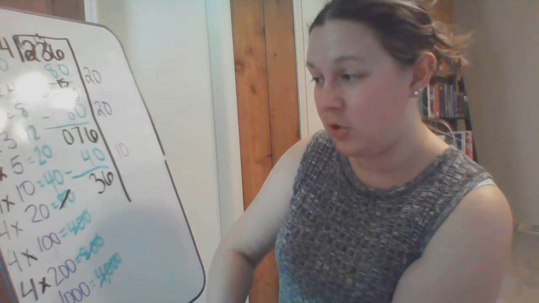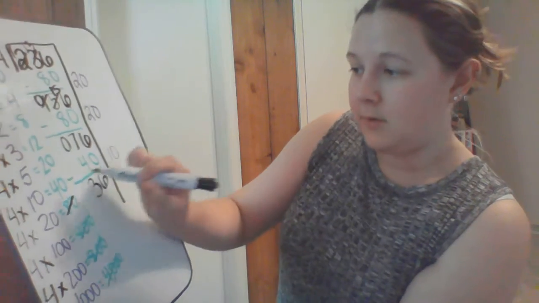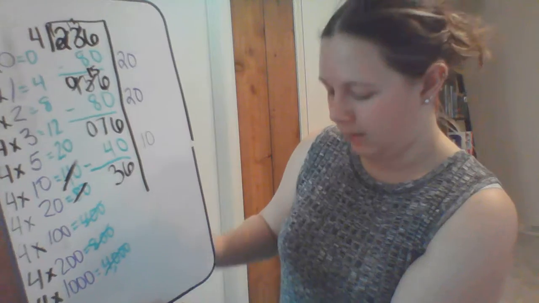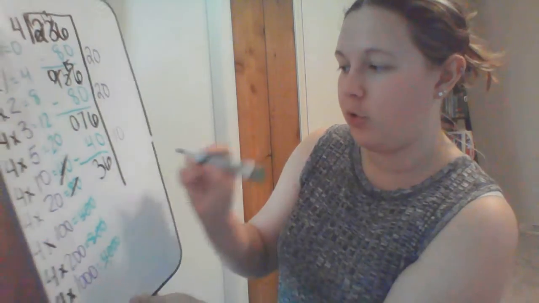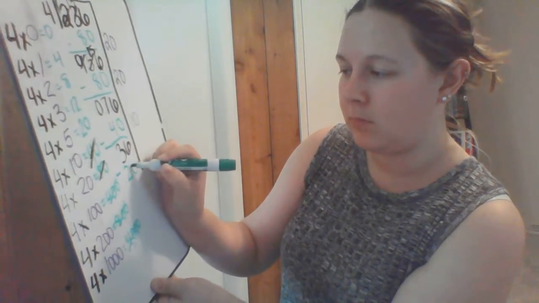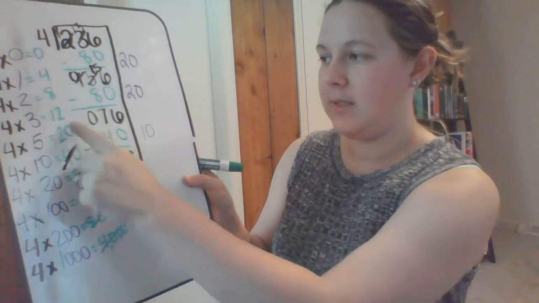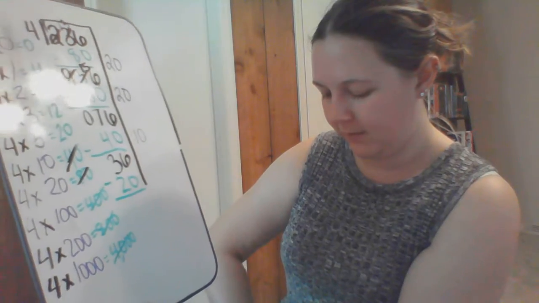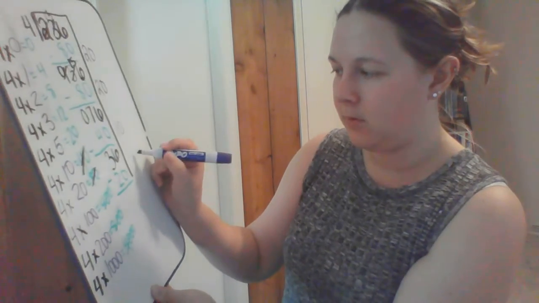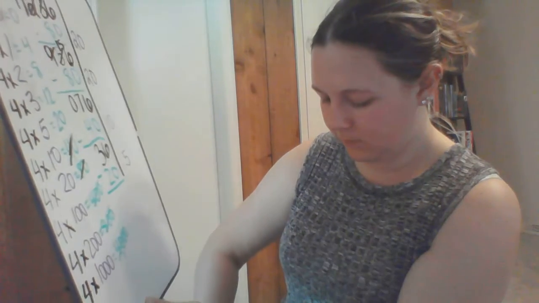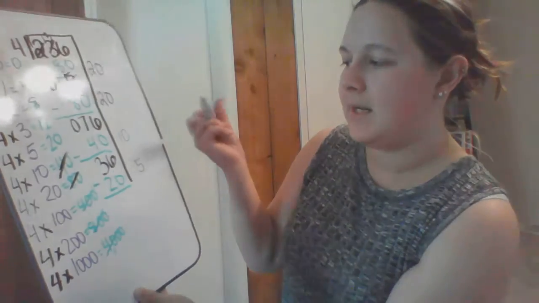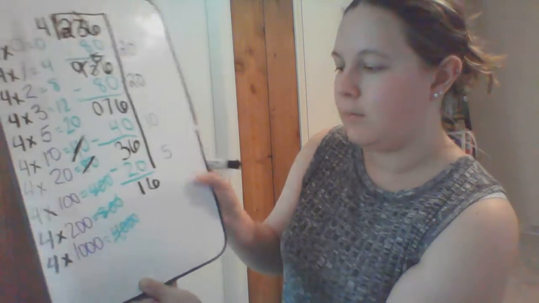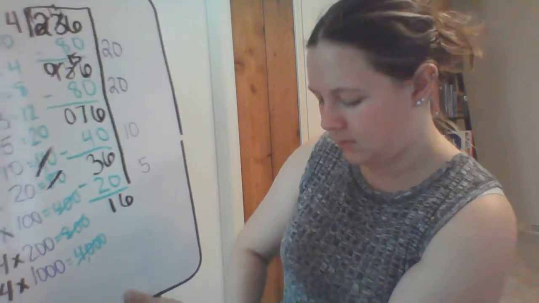Oh, well, 36, that's too big again. So 40 is too big. Next, we're left with 20. Okay, so we're going to subtract 20. We've got 20, we've got 4. That 5 has to go somewhere, so we're going to put that 5 on the other side of our bar. 6 minus 0 is 6. 3 minus 2 is 1. That leaves us with 16.